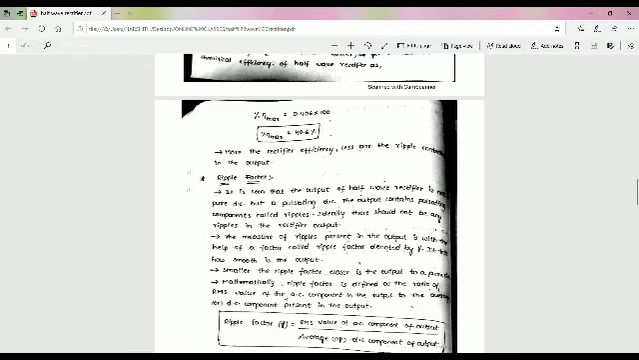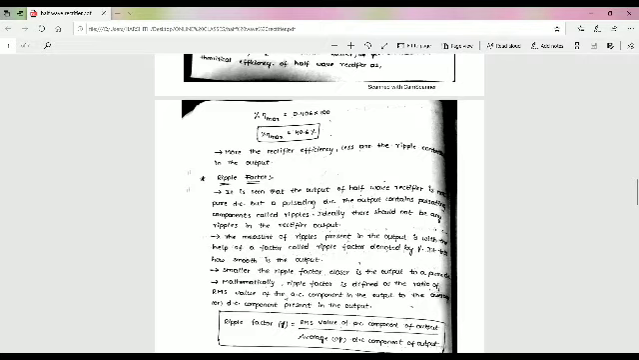Mathematically, ripple factor is defined as the ratio of the RMS value of the AC component in the output to the average or DC component present in the output. So ripple factor gamma equals the RMS value of the AC component of the output divided by the average or DC component of the output.